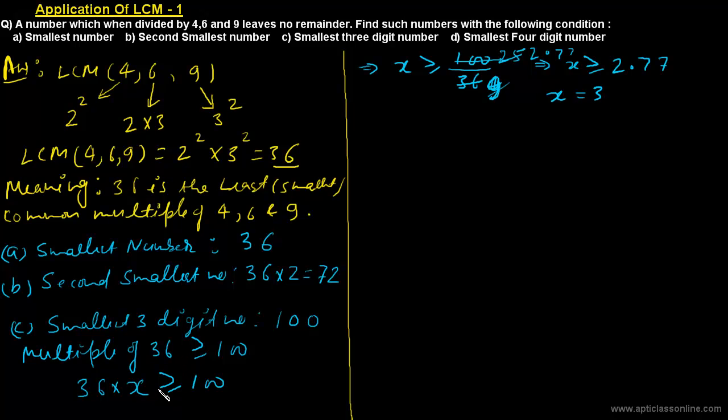You can also get this multiple directly, because 36 twos are 72, then 36 threes, that is the third multiple, is equal to 108. So 36 into the value of x, which comes out to be 3, is equal to 108. So the smallest 3-digit number is 108 with this precondition. That means 108 is the number which when divided by 4, 6 and 9 leaves no remainder. Okay, this is the answer to this question number C.